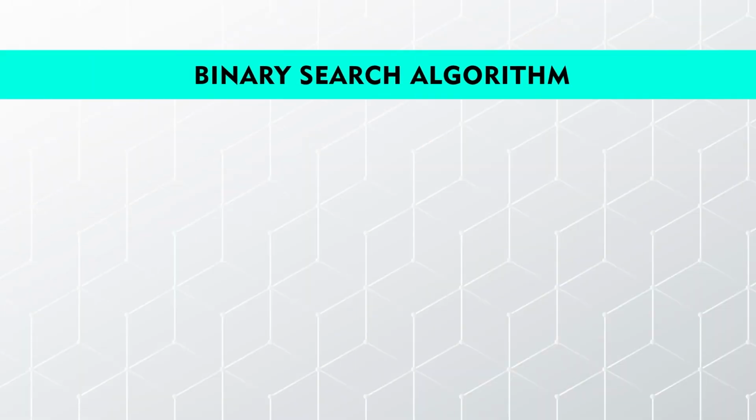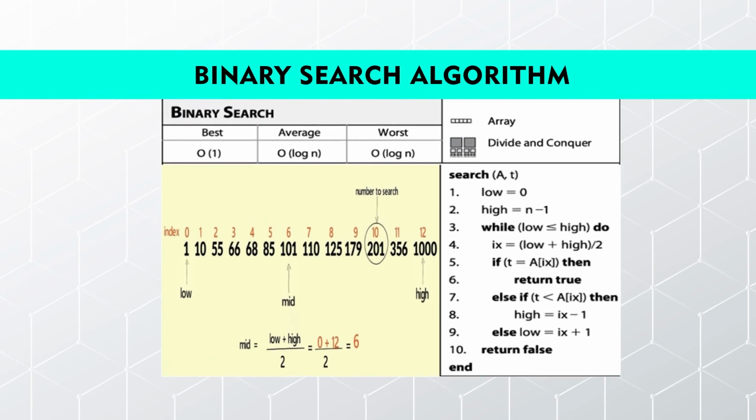Let us say that we need to search for 201 as a number, and there is a sorted list of 13 numbers, 1, 10, 5 up to 1000, as given to you. In C, generally the indices start with 0. So the index of the first element is 0 and the index of the 13th element will be 12.